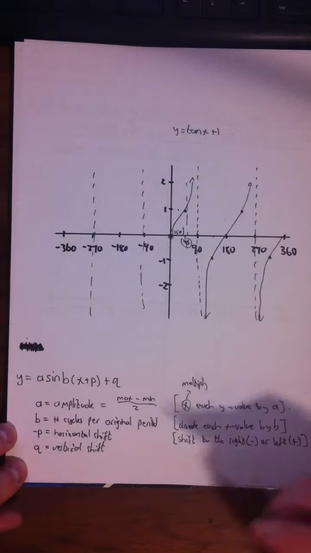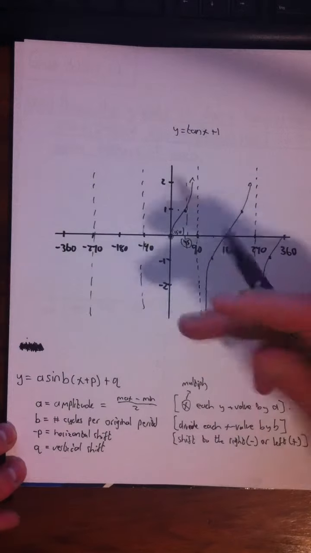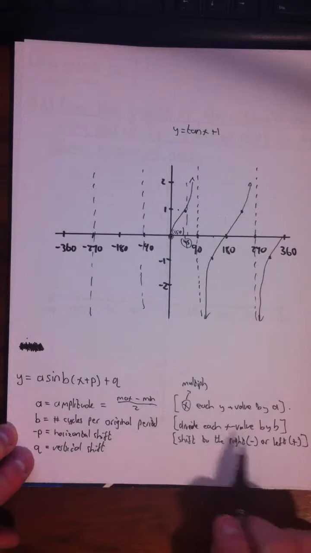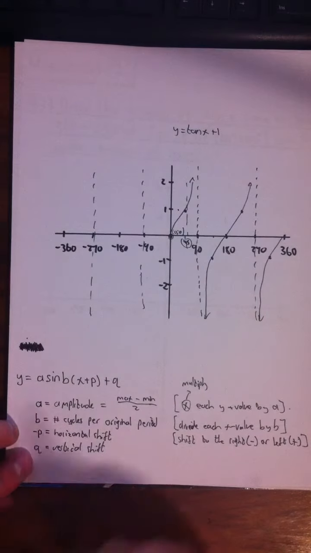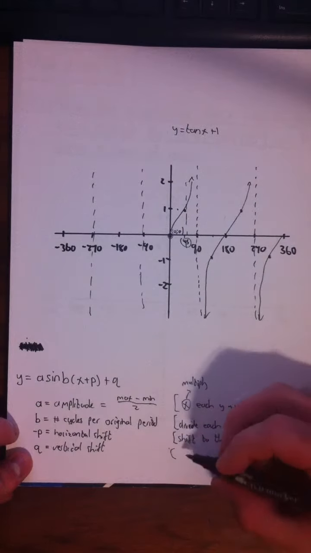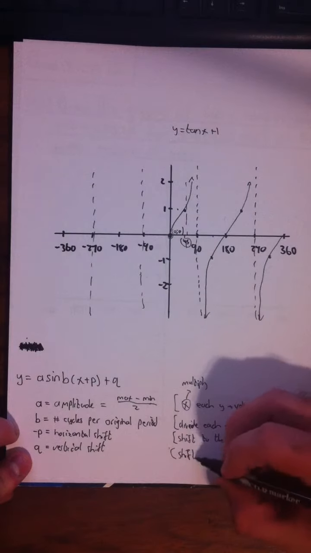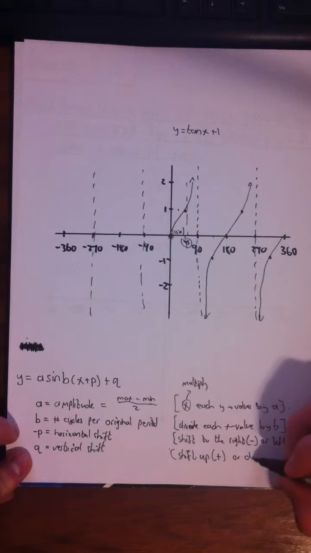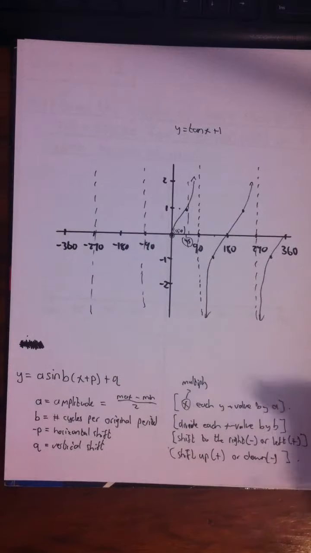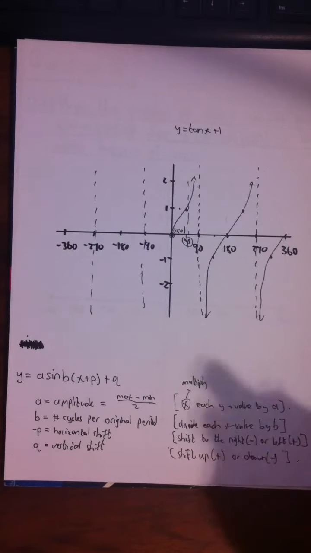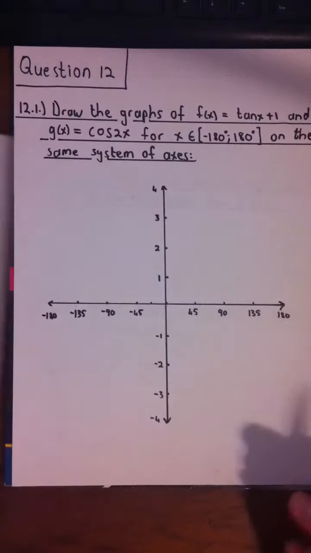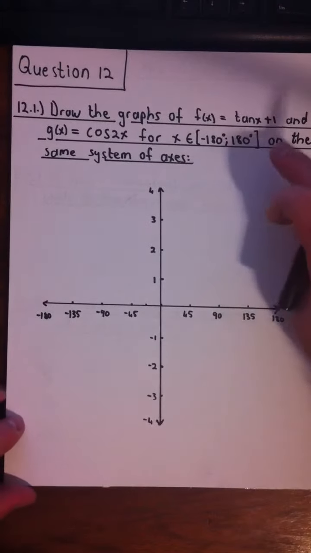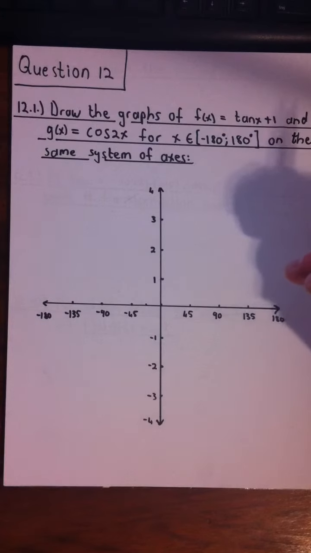And for Q, that is our vertical shift, and that is just shifting up or down by the value Q, but this time we're not looking for the opposite sign, it's just what it is. So here we'll just shift up or down, up if it's a plus, or down if it's a negative on the y value. Okay, so that's what we're going to try and do now. So we have here tan x plus 1.